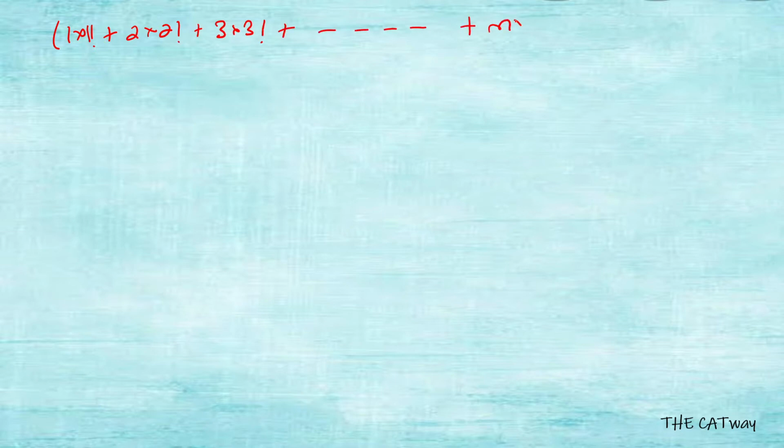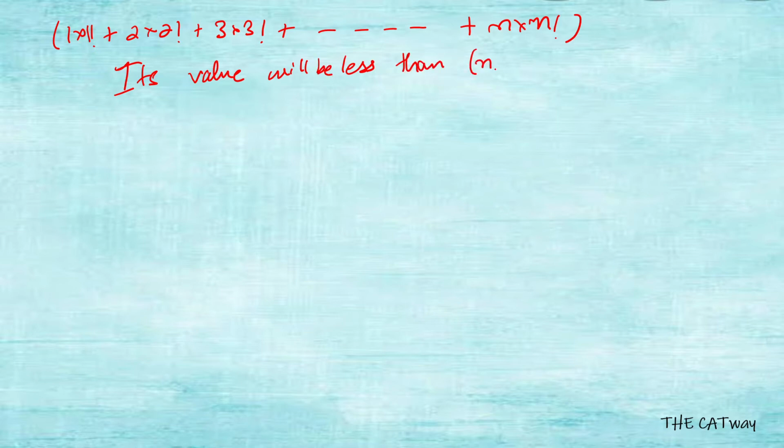Now one more property. See, whenever it will be written in the form 1 into 1 factorial plus 2 into 2 factorial plus 3 into 3 factorial plus up till n into n factorial, its value will be less than n plus 1 factorial, and the difference would be 1. Okay, now let's check it for, let's say, 5 factorial.